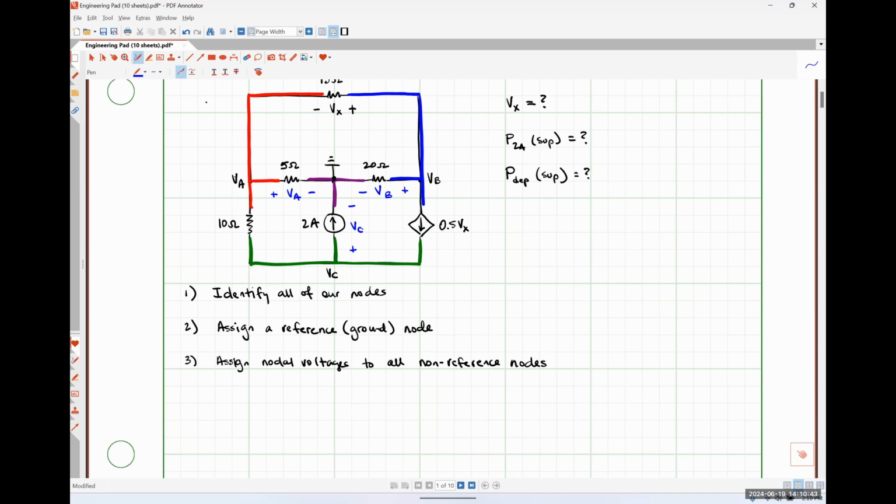So hopefully you guys can all see that these nodal voltages are literally just a shorthand notation for expressing voltages, just like we've done at every other point in this class. Okay. So let me go ahead and erase these.